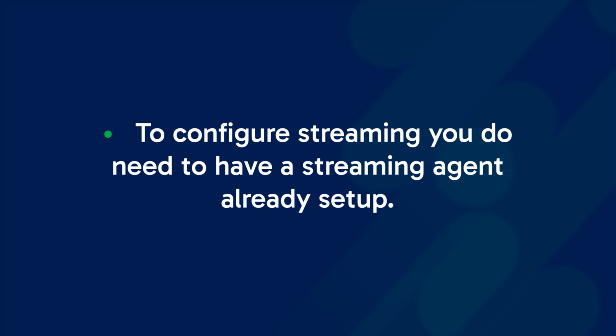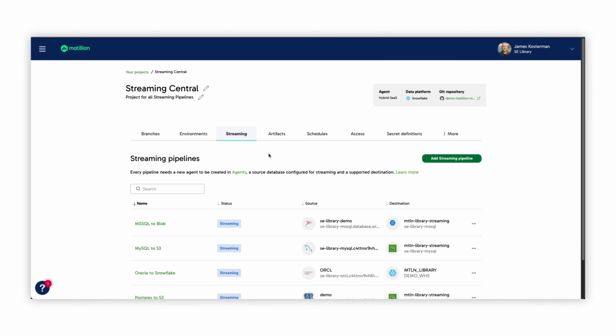In order to configure streaming, you do also need to have a streaming agent already set up. For detailed information on this, you can follow the link below this video. However, I will guide you through what this looks like right now. In my project, I have selected the Streaming tab, and I will set up an agent by clicking on the agent hyperlink in the description.